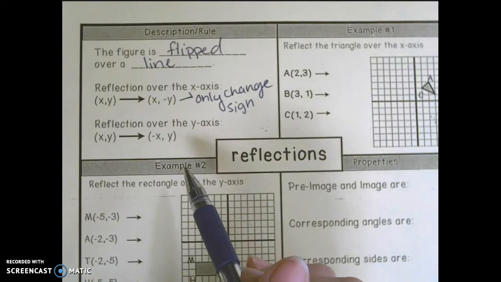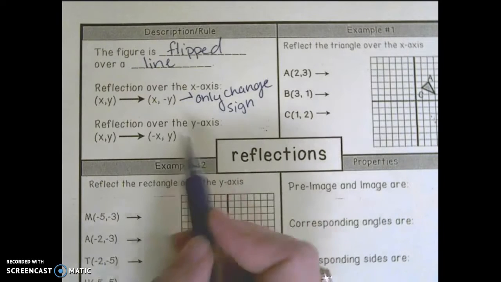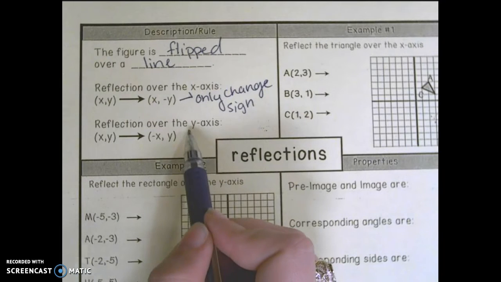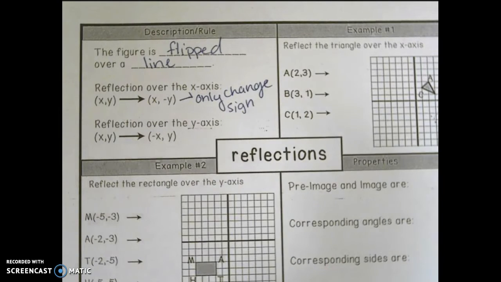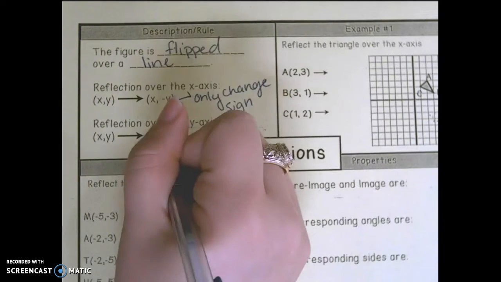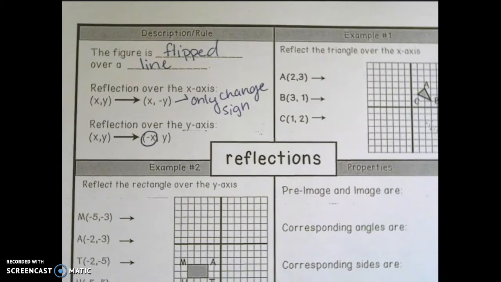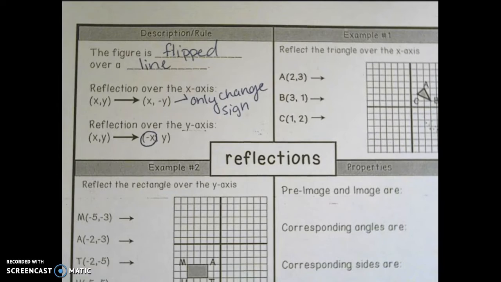Then our reflection over the y-axis. If it's the y-axis, you're only changing the sign of the opposite of the axis you're flipping. So since I'm flipping over the y, my x is going to be opposite, meaning it's going to be a negative. Okay. So when we flip the figure over a line, we're reflecting.